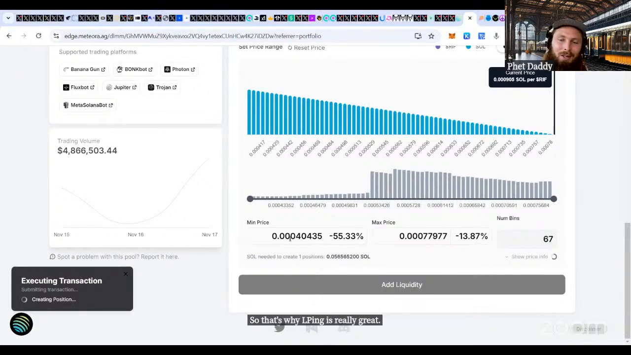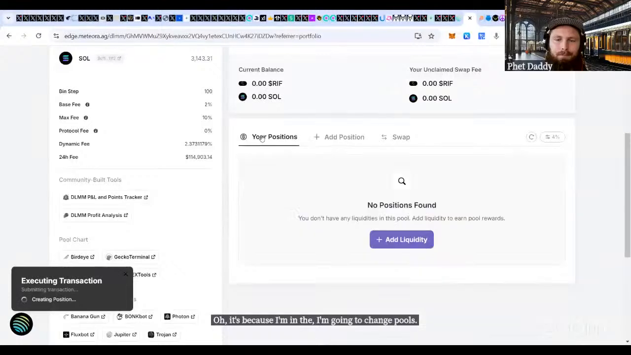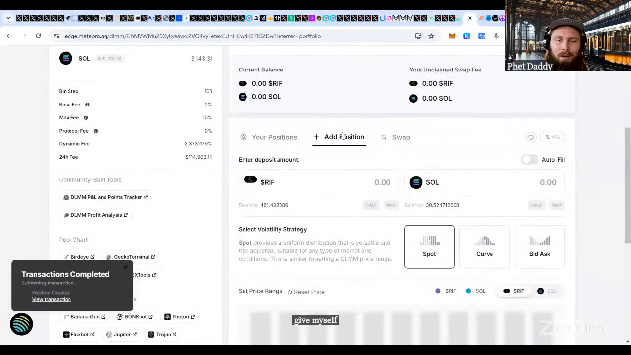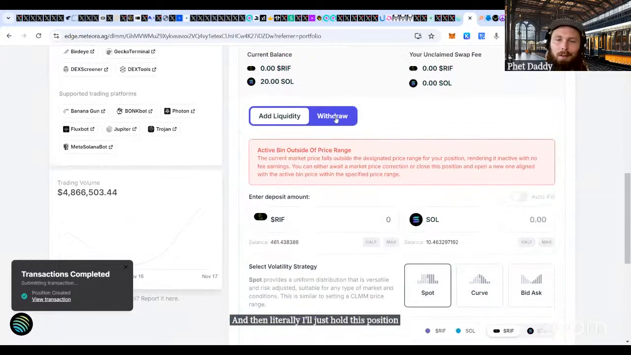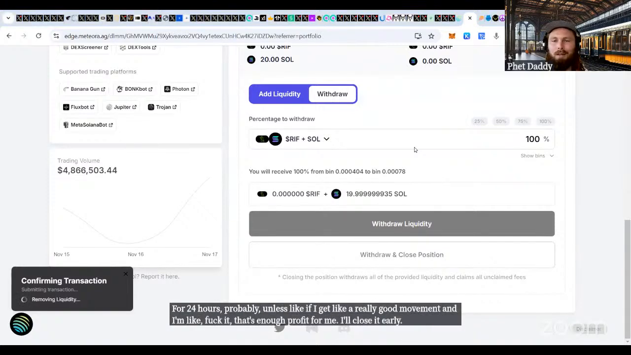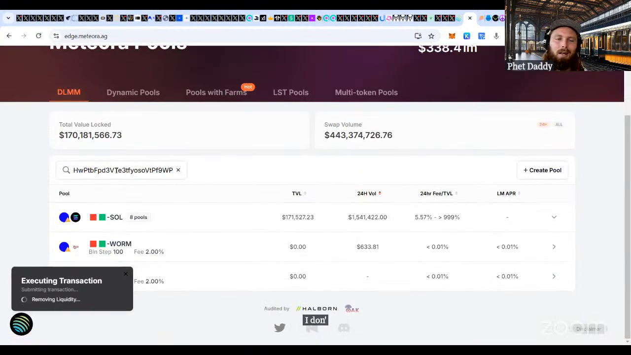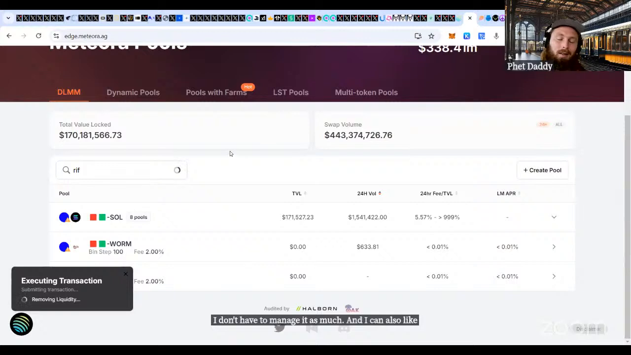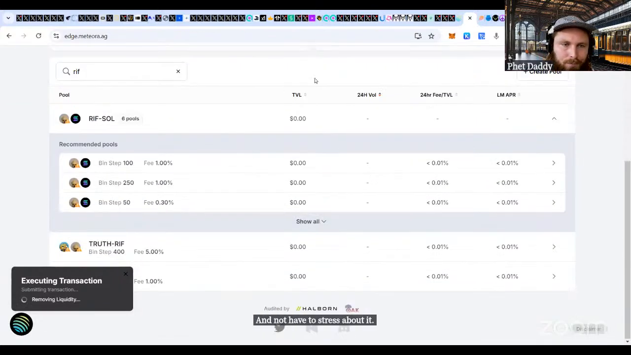But yes, I wanted to go a little bit wider, because I'm going to change pools and give myself the range I really want. And then I'll just hold this position for 24 hours probably. Unless I get a really good movement and I'm like, fuck it, that's enough profit for me, I'll close it early. But by doing a really wide range, I don't have to manage it as much. I can go to sleep with this and not have to stress about it.